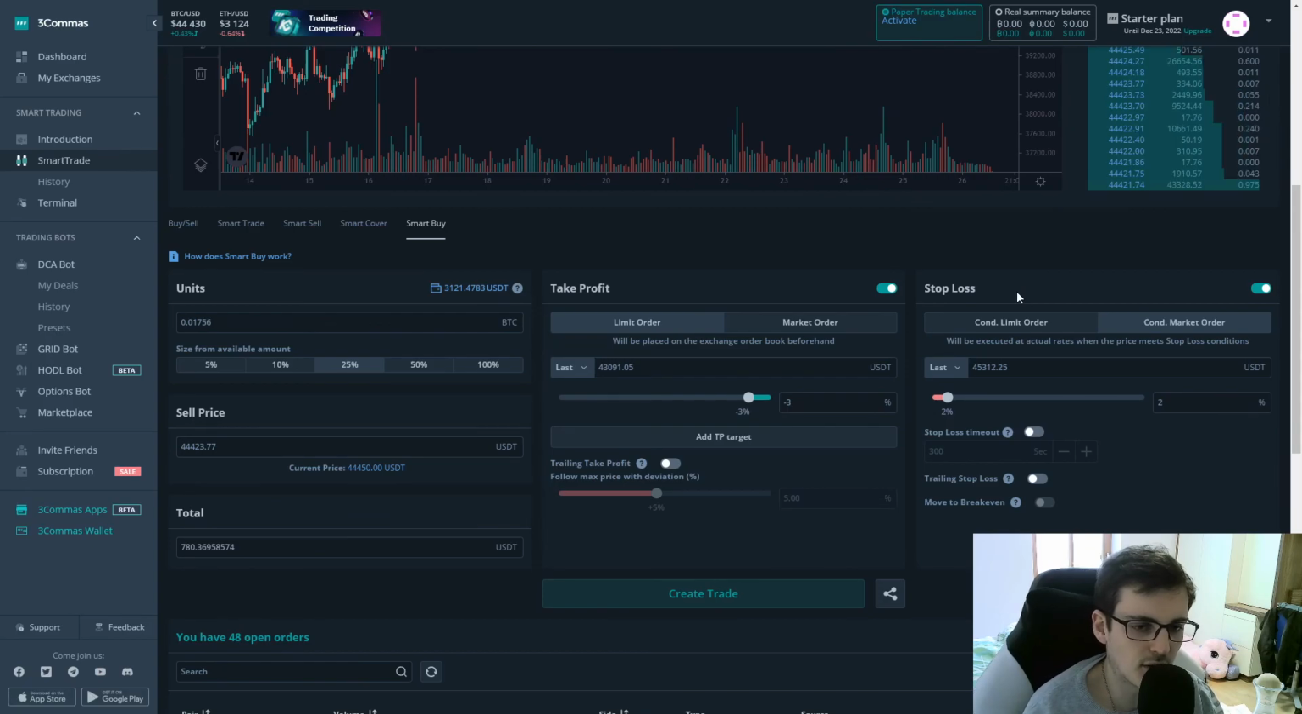And then with a stop loss, this would mean that the price went above your initial sell price. So you shorted, but then it went above. So this is the loss that you take.